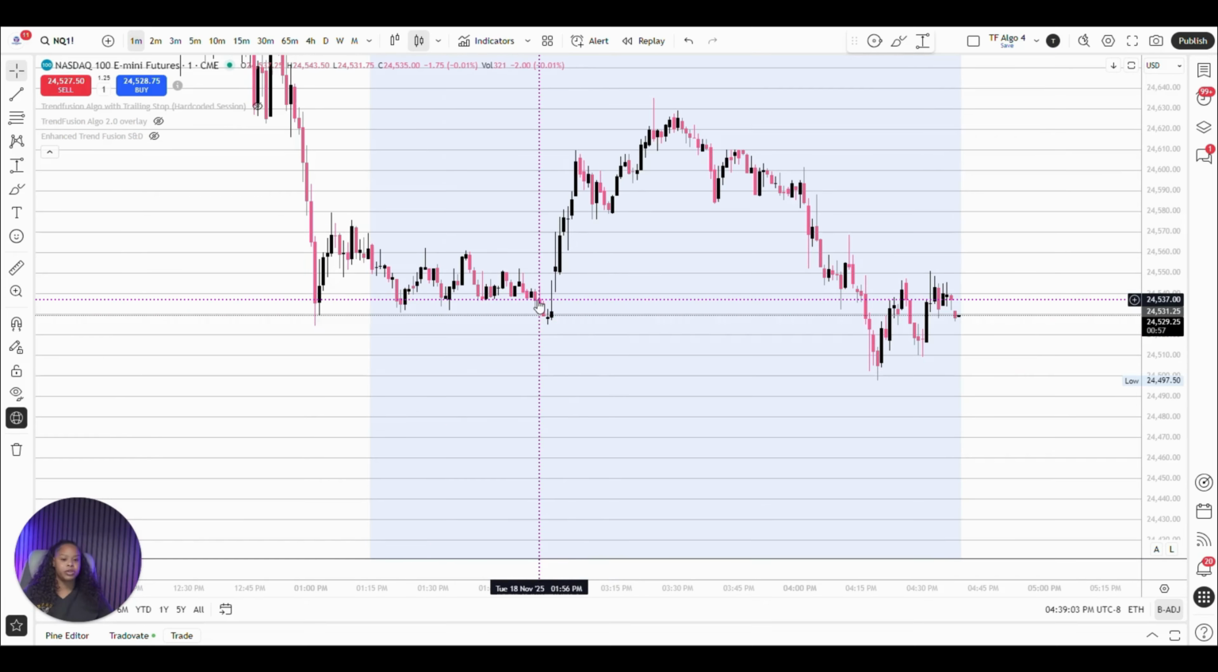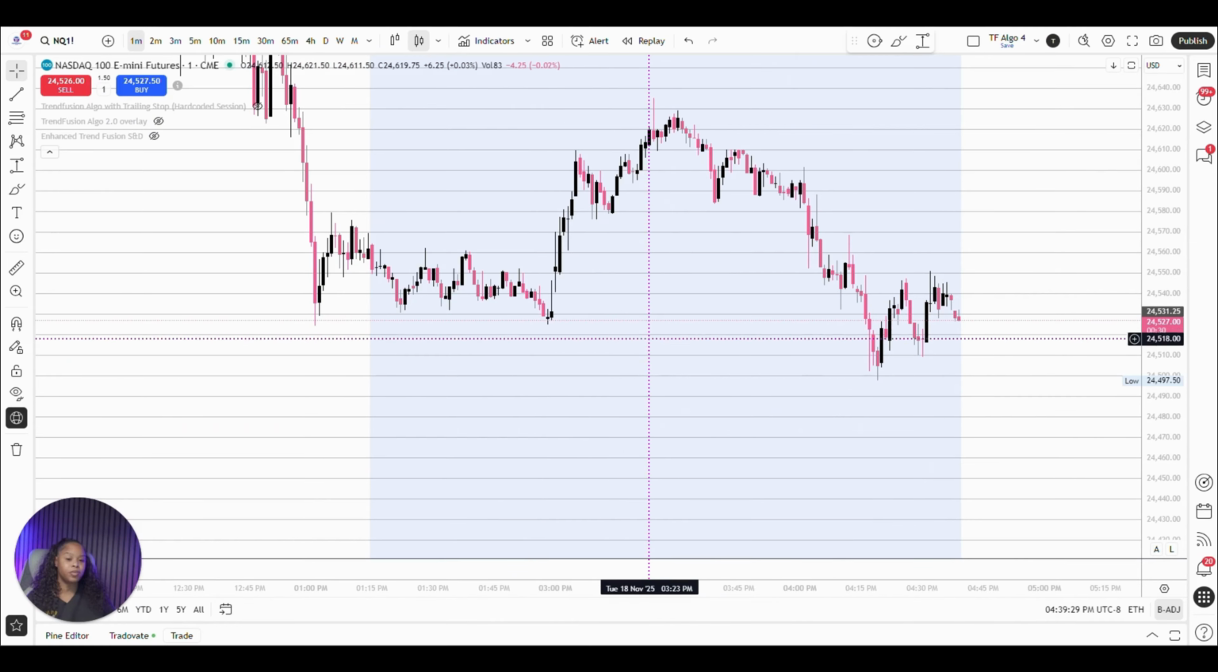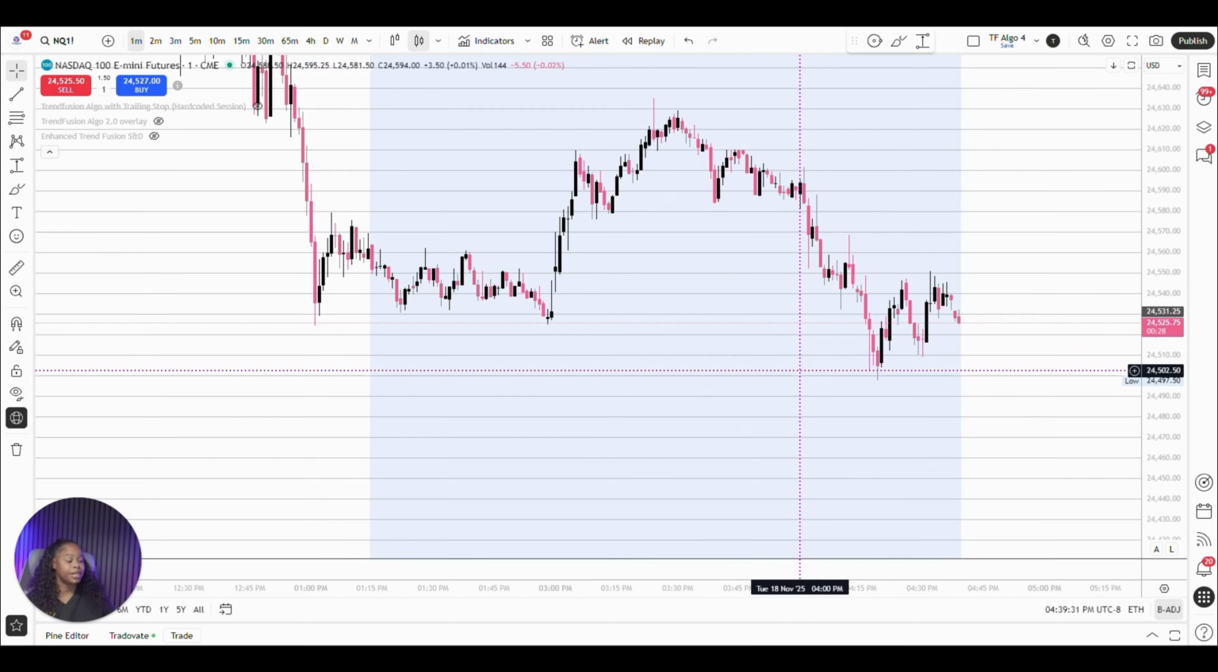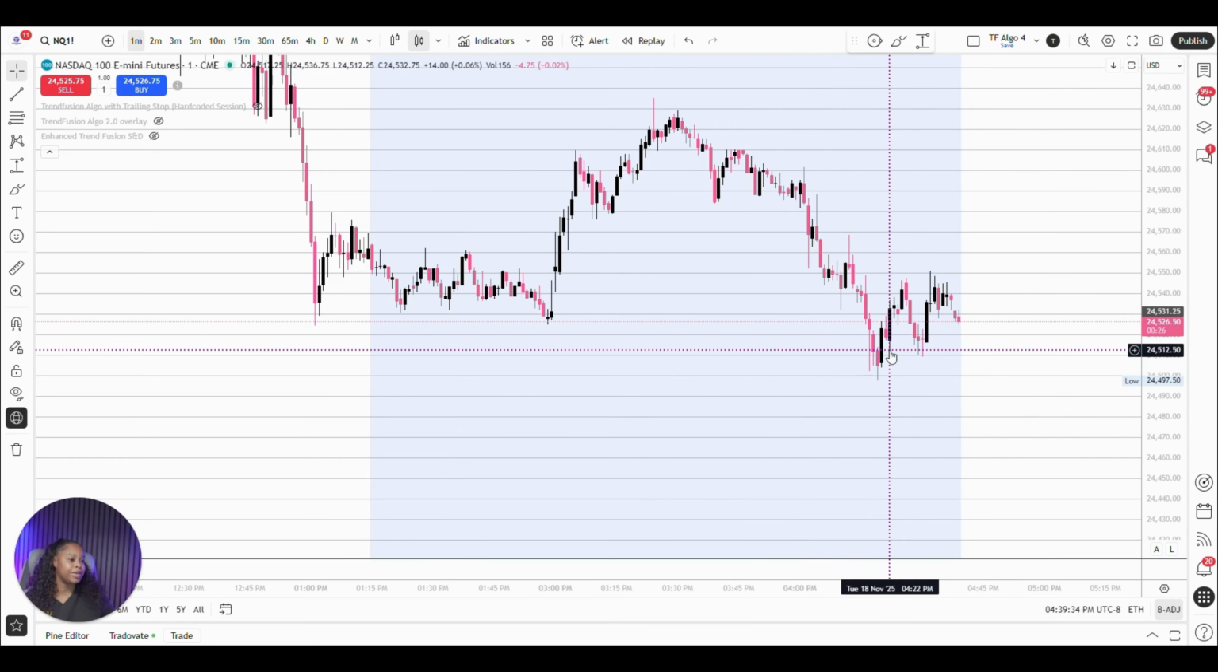So this tool is called TrendFusion Algo, and stick around to the end of the video. I'm going to show you exactly how you can try this tool out. Now, in the next few minutes, I'm going to show you why it works, how it works, and how you can use the same exact tools to find high quality trading setups.